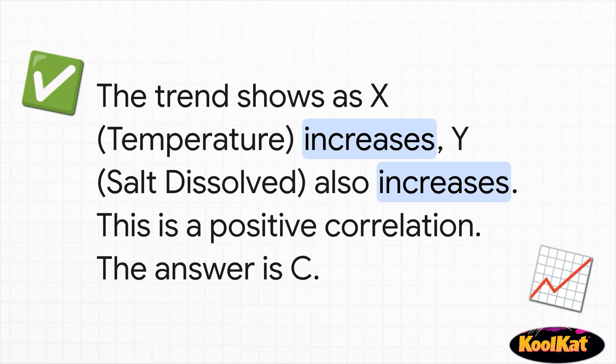Okay, let's break it down together. As we move from left to right along the bottom x-axis, the temperature is increasing, right? And as that temperature increases, what happens to the line? It goes up. And what does the y-axis measure? The amount of salt dissolved. So a higher line means more salt. It's a really clear relationship. As temperature goes up, the amount of salt you can dissolve also goes up.